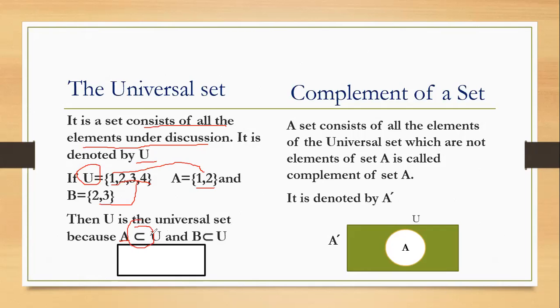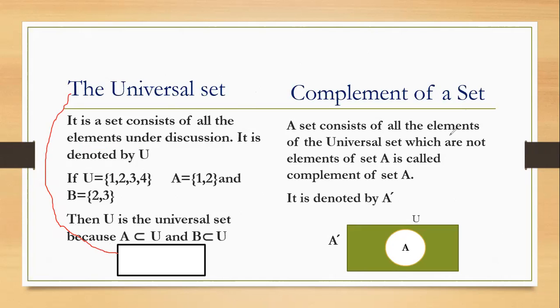This symbol is used for the proper subset. And if I want to make the symbol for improper, I have to draw the line. That means B is the improper subset of universal set. But here in this condition, it's a proper subset. Clear? Now, for the universal set, we have to draw the rectangle. Whenever in the question universal set is there, we have to draw the rectangle.